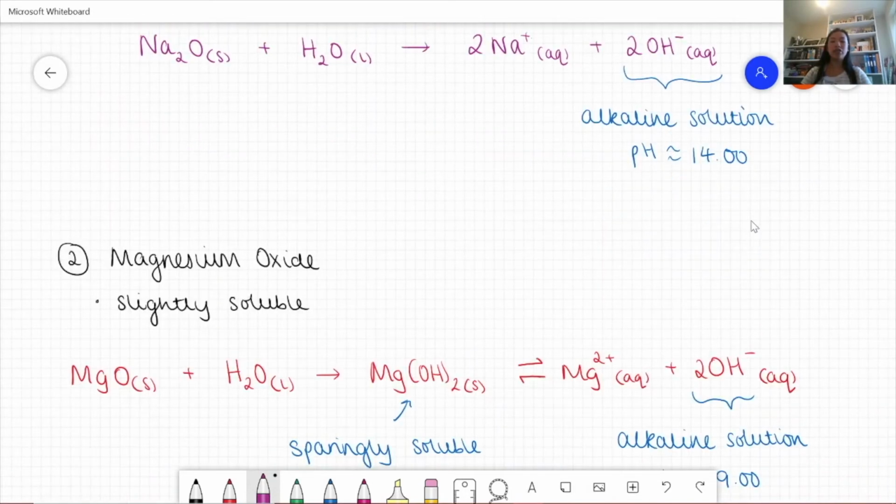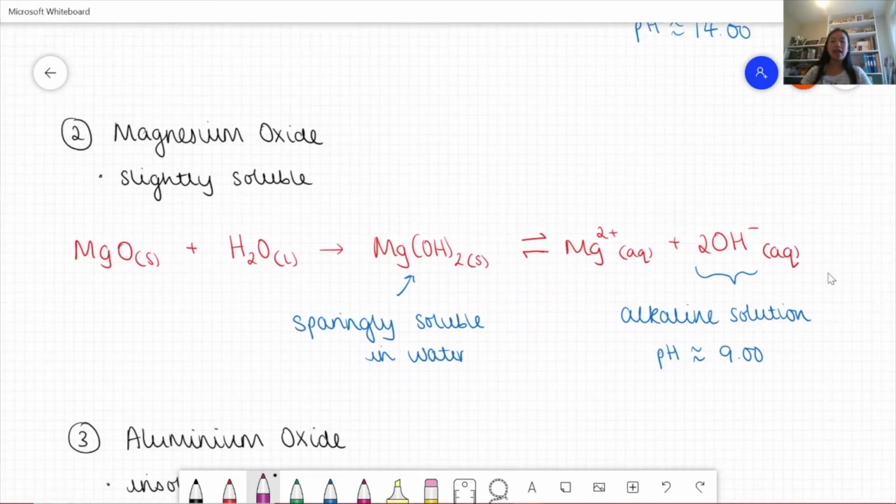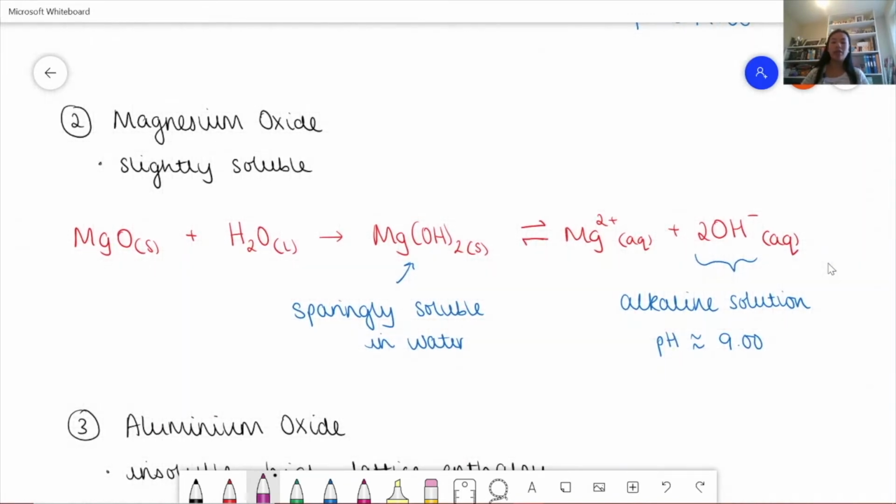So the next one we move on to is magnesium oxide. And magnesium oxide is slightly soluble, so it'll still react with the water, and it will form magnesium hydroxide, which is the milk of magnesia for indigestion medicines. And this magnesium hydroxide, because it's sparingly soluble, forms an equilibrium with Mg2+ ions and also hydroxide ions. And so it forms a slightly alkaline solution. So not as strong as the one that we saw before, but this has a pH of around 9.